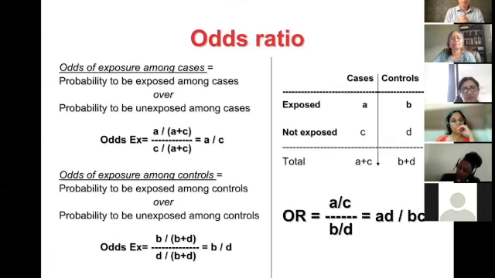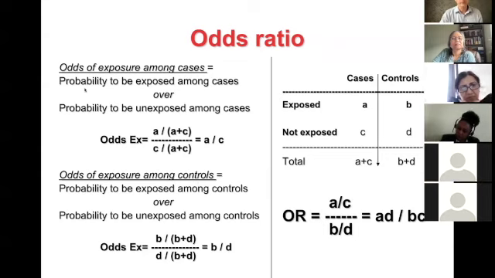Okay, I don't want to go into football betting, horse racing betting, or whatever. But what I would like to show you is that we can use this principle to calculate the odds of exposure among cases and the odds of exposure among controls. The odds of exposure among cases is the probability to be exposed among cases over the probability to be unexposed among cases. And vice versa, the other way around, among the controls, it would be very similar, referring to different parts of our 2x2 table.